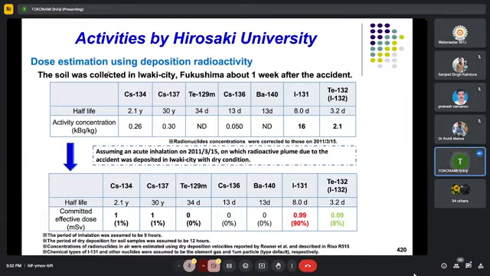This is also using soil activity. We calculated the dose. The iodine 131 was the highest.